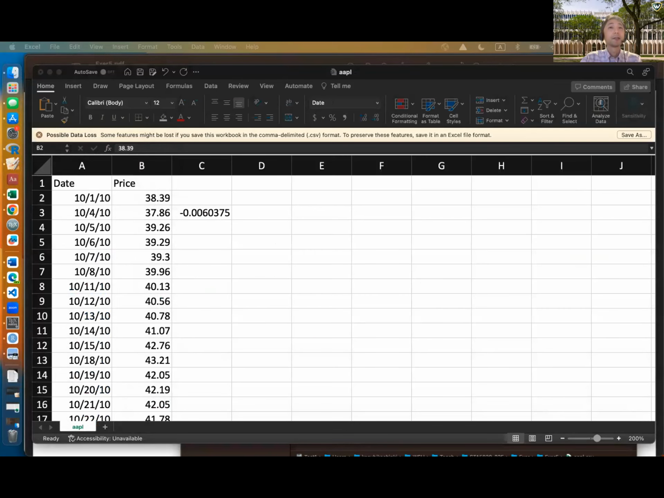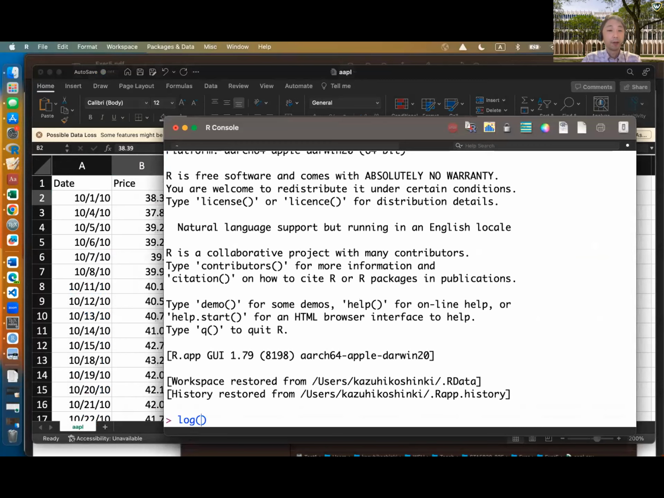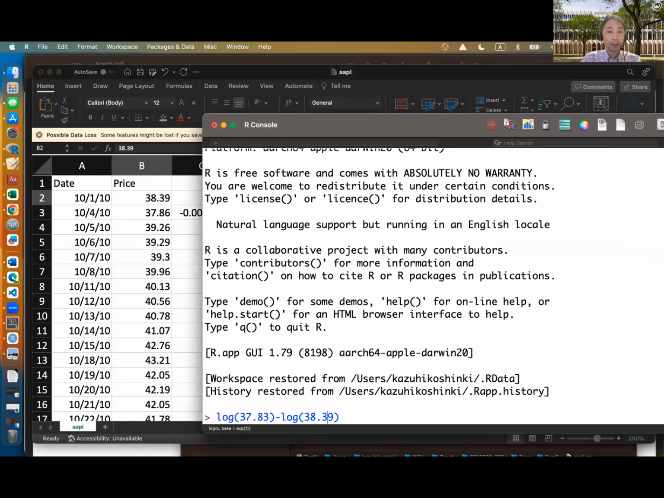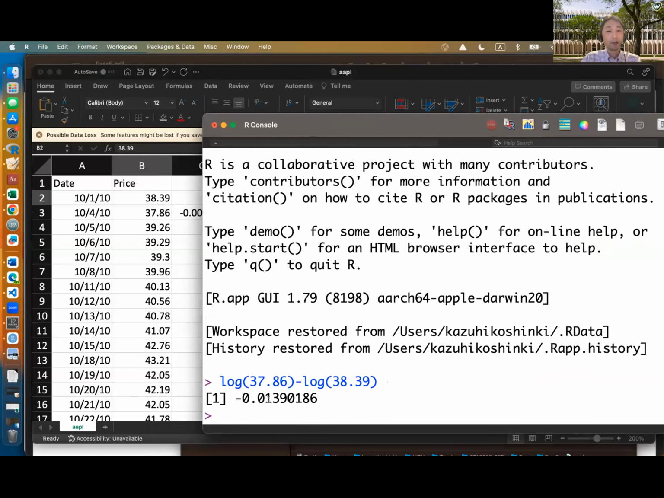I think this includes some answers for another course. So, okay. You can type the log of, for example, 37.83 minus log of 38.39. Sorry, this is the 86. So yeah, you can get negative 1.4% approximately.